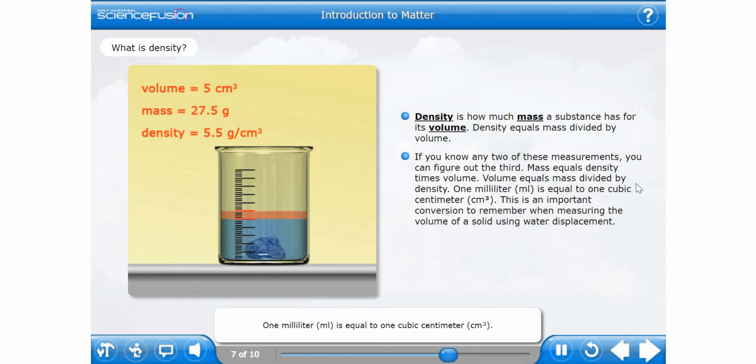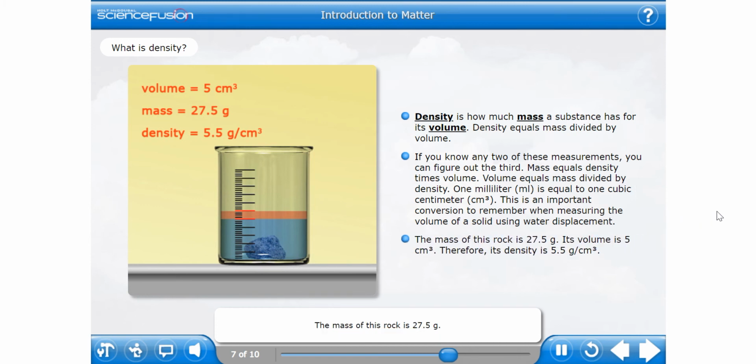1 milliliter (mL) is equal to 1 cubic centimeter (cm³). This is an important conversion to remember when measuring the volume of a solid using water displacement. The mass of this rock is 27.5 grams. Its volume is 5 cubic centimeters. Therefore, its density is 5.5 grams per cubic centimeter.